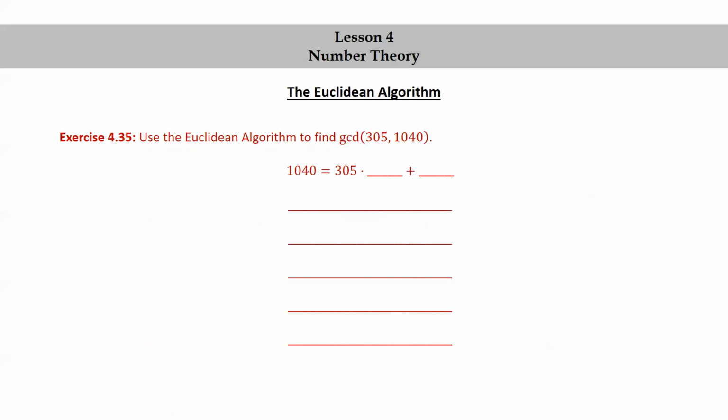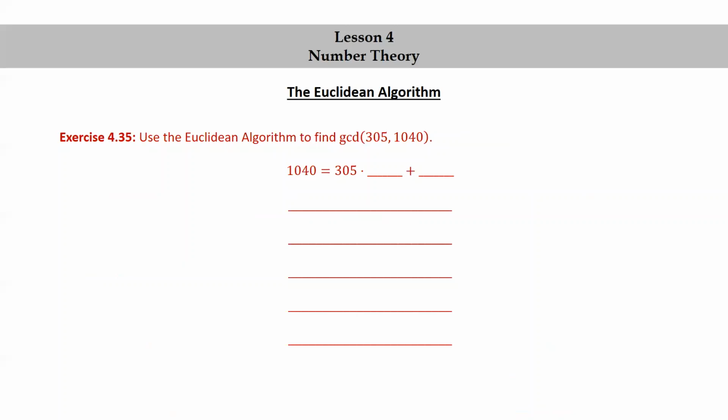Okay, let's try an exercise. Use the Euclidean algorithm to find the GCD of 305 and 1040. Go ahead and pause the video and do this exercise yourself, and then resume the video to check your answer.